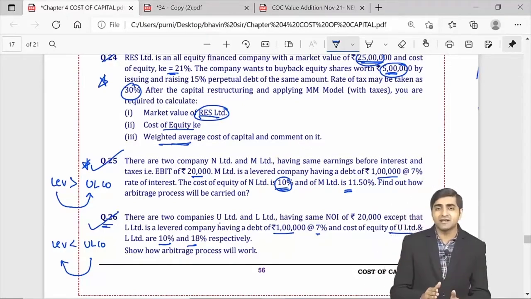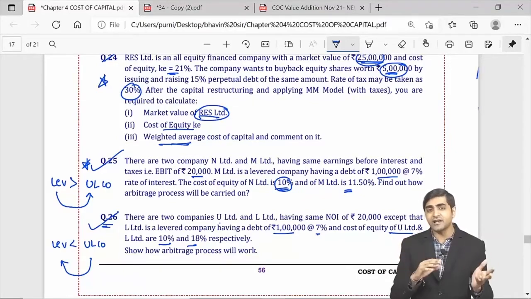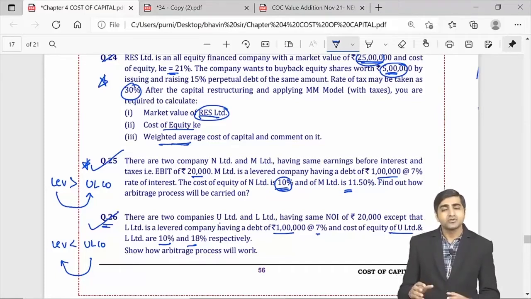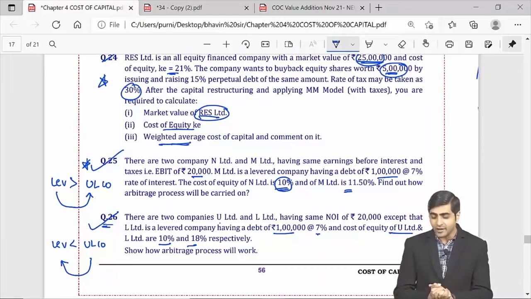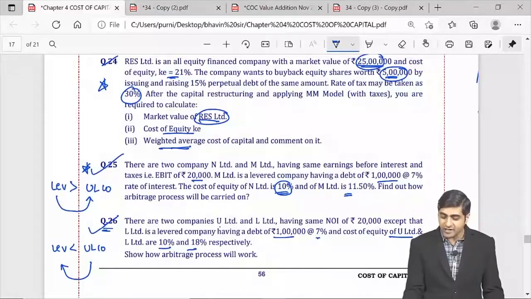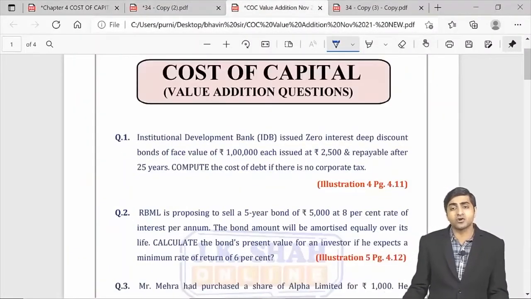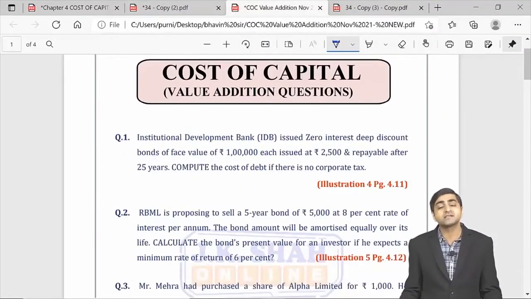So now we'll be revising those concepts after your capital budgeting chapter is already done. I'll try to solve some of the questions out of the same, and you can do that along with me as well. Okay, so let's get started now with those particular concepts. So okay students, now let us continue further with these cost of capital, some value addition questions.